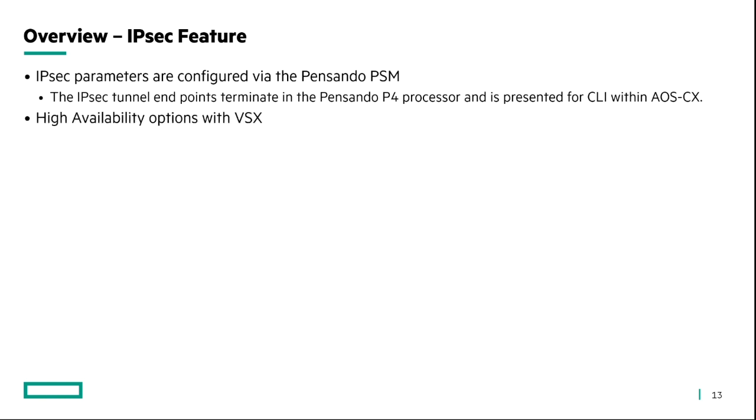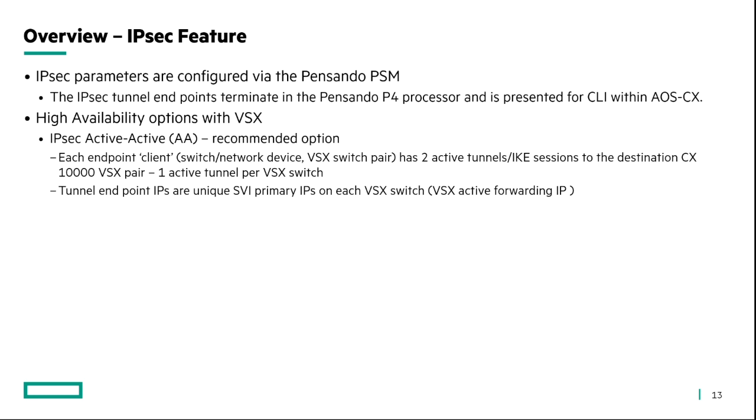High availability options, there's three. There's IPsec active-active. This is generally the recommended option. Each endpoint client, this would be the client being the switch network device, in this case a VSX switch pair, has two active tunnels to the destination CX 10.12 VSX pair, one active tunnel per VSX switch. And the tunnel endpoints are unique SVIs, and they're derived from the active forwarding IPs on each VSX gateway.